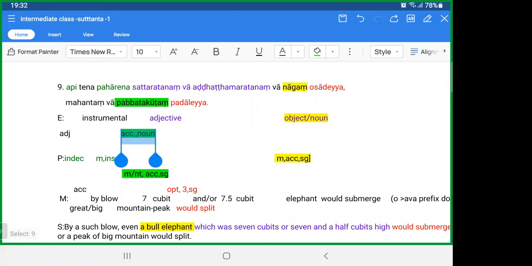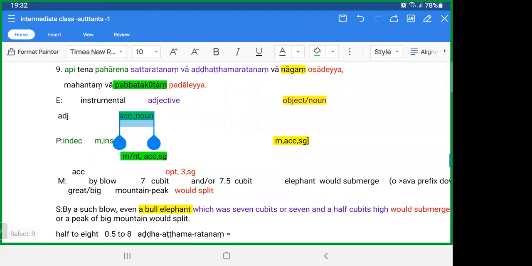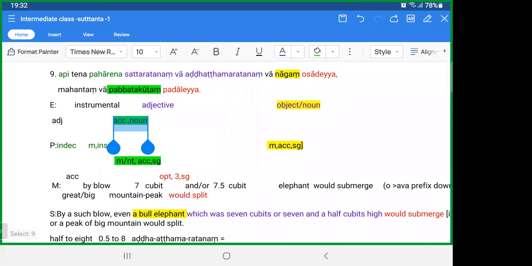So is there any adverb here? Any adverb? Do you see any adverb? No. Any adverb here? What do you think? Can api tena be an adverb? What kind of adverb? By such a, of a degree, right? Degree. Okay, so if you want to take it, maybe you take this api in the sense of adverb.